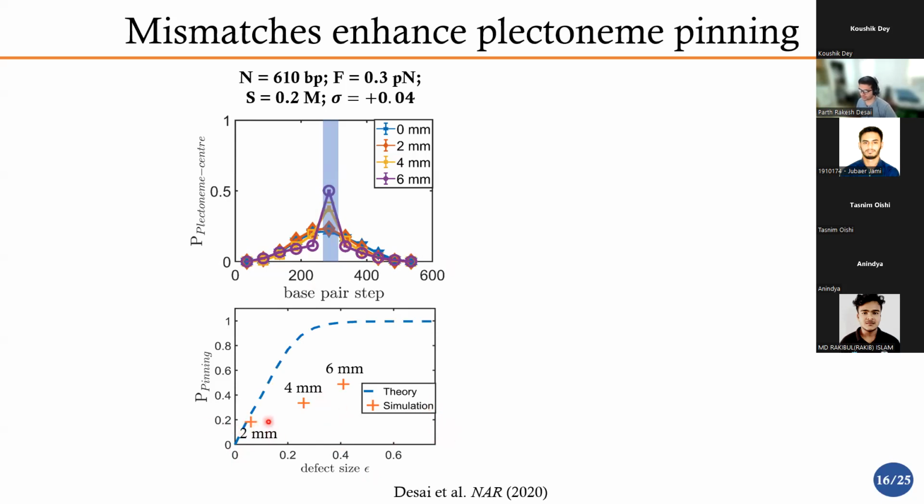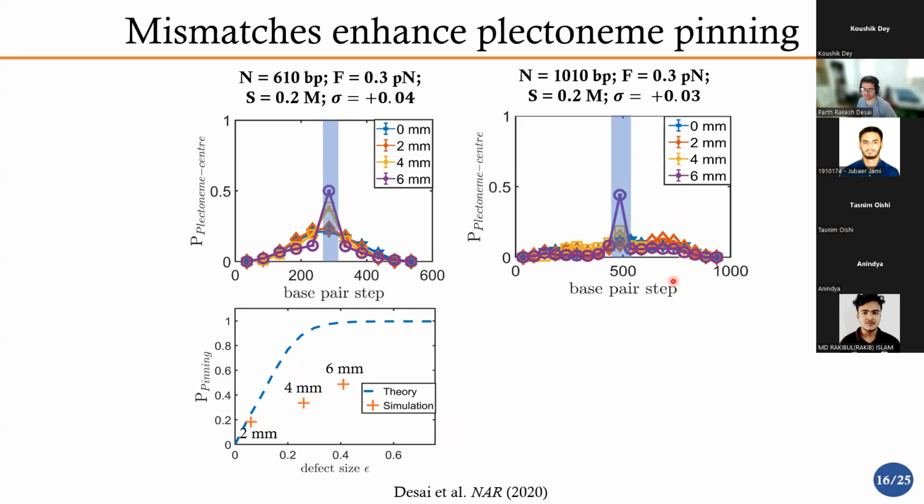So for the two mismatches, it's kind of close, but for the 4 and 6, it's very far off the probability of plectoneme pinning. And then for a longer DNA, where you have a more entropic loss, you would expect this probability of pinning to go down, right? And we observe that with simulations.